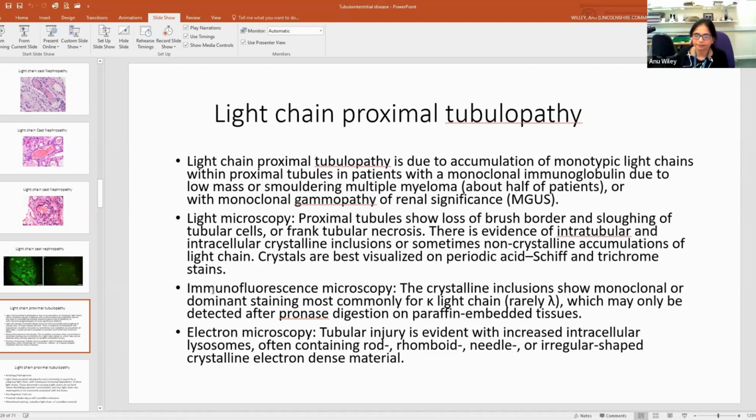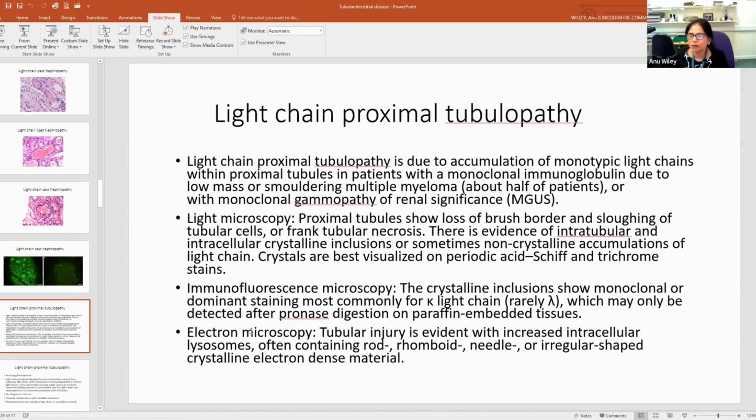On immunofluorescence microscopy, again, the crystalline inclusion will show light chain restriction or monoclonal dominance, but in this type, there's predominantly kappa light chain and very rarely lambda light chain. Again, if you can't detect it by normal staining, you can do a pronase digestion on paraffin-embedded tissues.